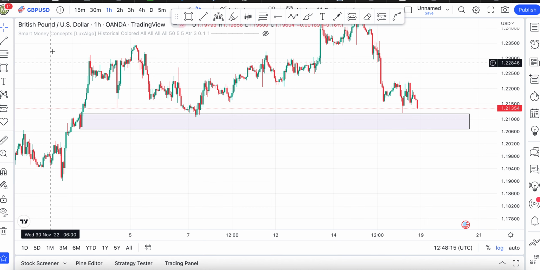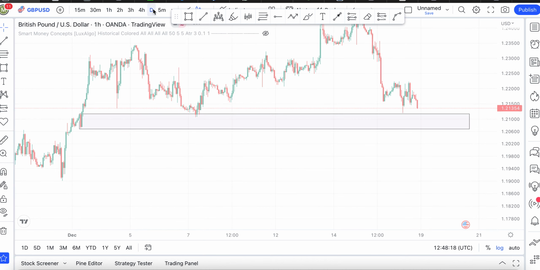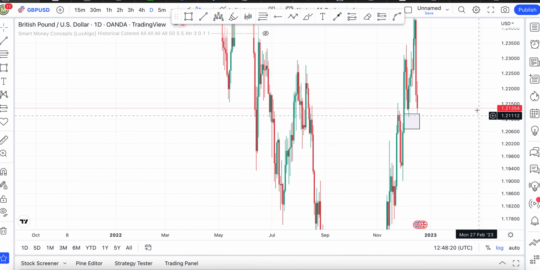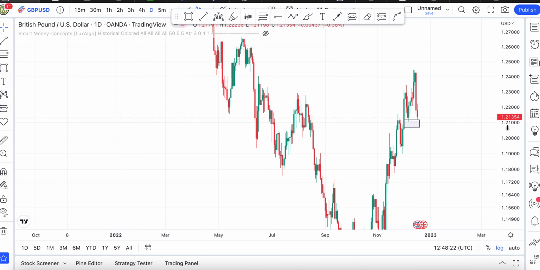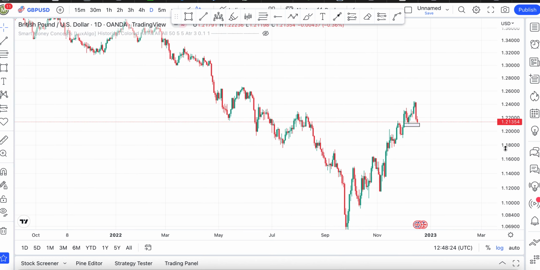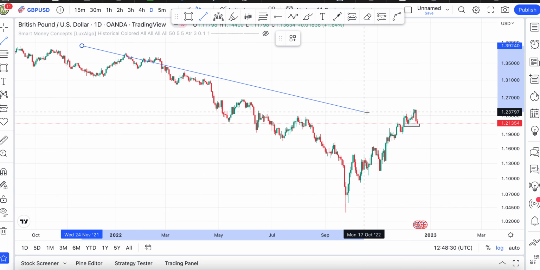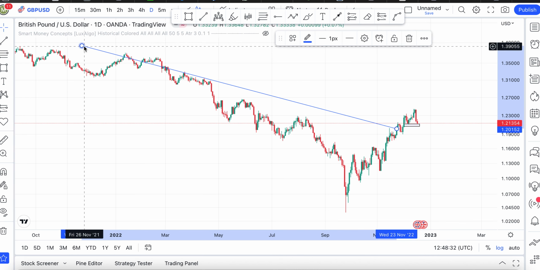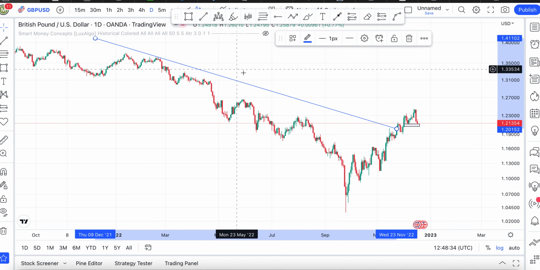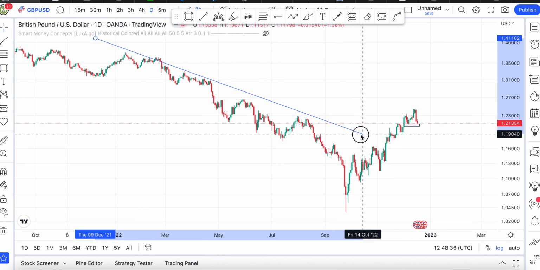But at first we need to look at GU on the daily time frame, because what we want to do is work with the structure, and the structure of this market is a downtrend. We have a downtrend market. GU is in a downtrend.